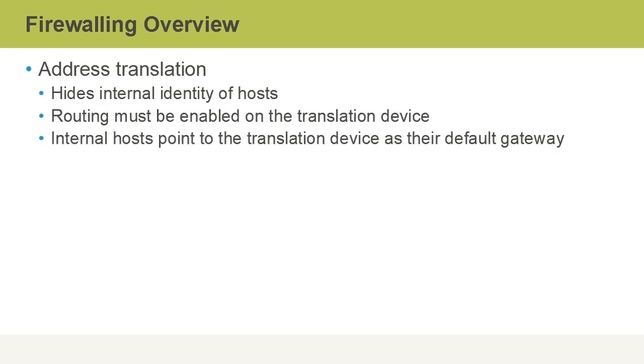Address translation is another way to firewall, where it hides the internal identity of hosts. However, routing needs to be enabled on your translation device, and the hosts that need to use that translation device, for example, if you're going to be using port address translation to get a bunch of clients out on the internet, they need to point to that translation device as their default gateway.